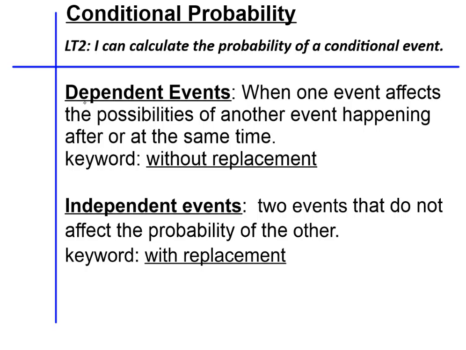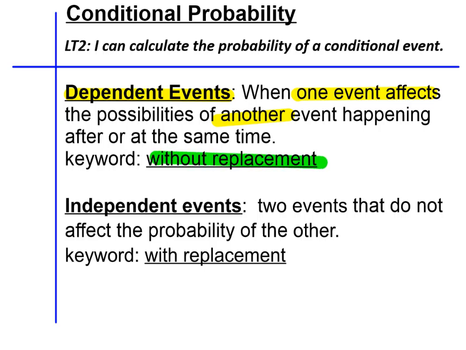A dependent event is an event when one event affects the possibility of another event happening after or at the same time. The key word you should look for to figure out if a certain situation contains a dependent set of events is the word without replacement.